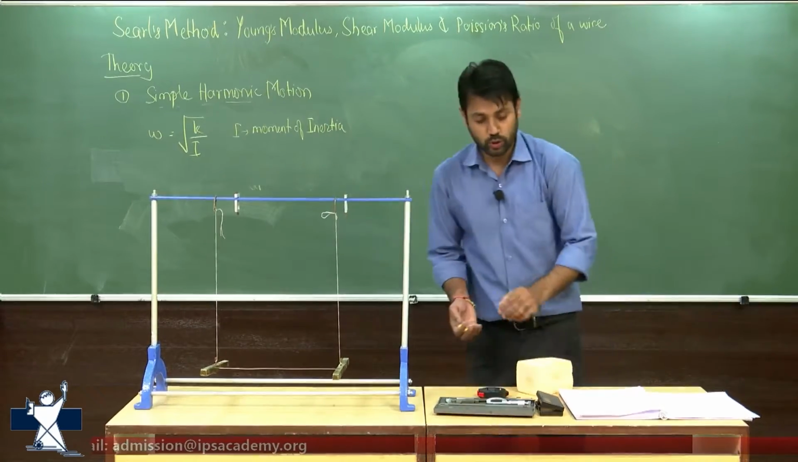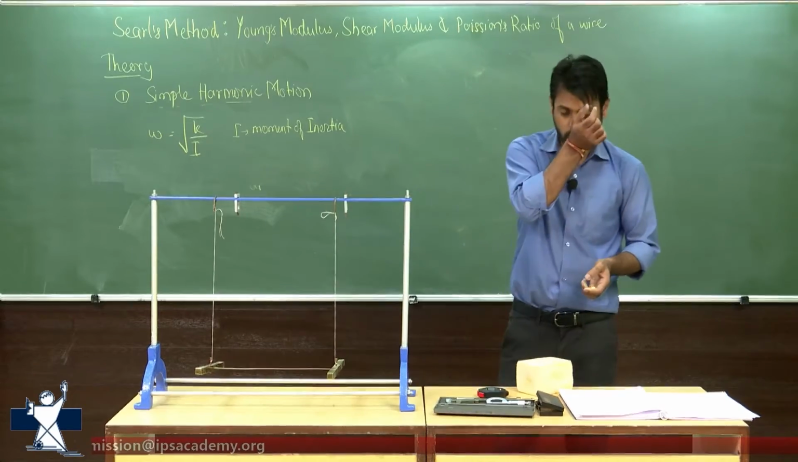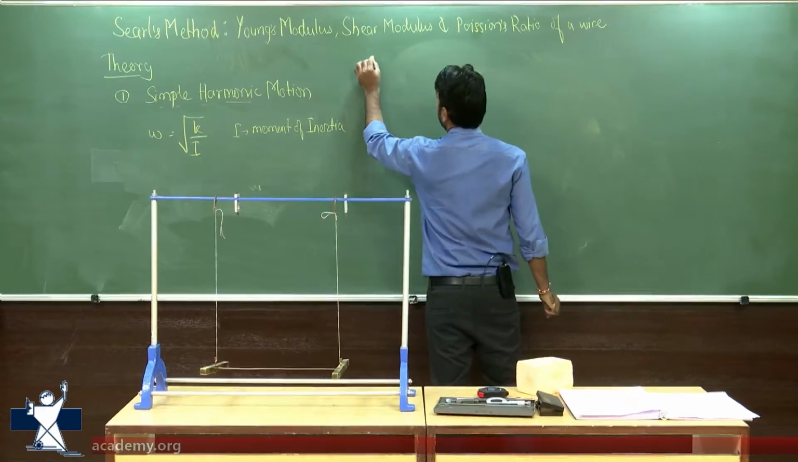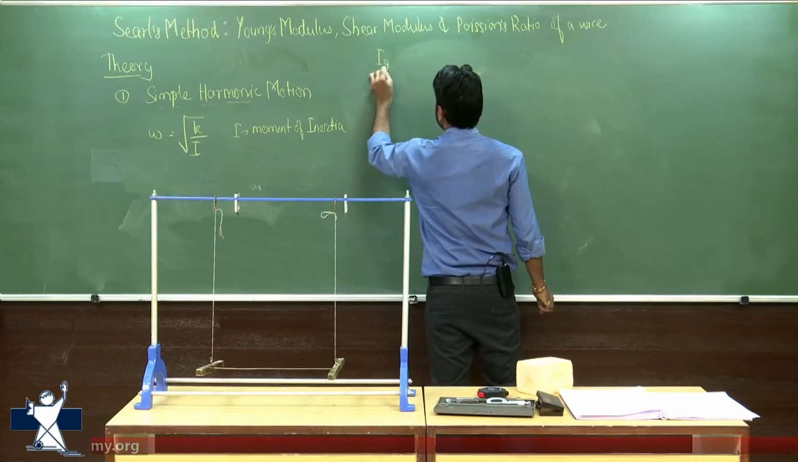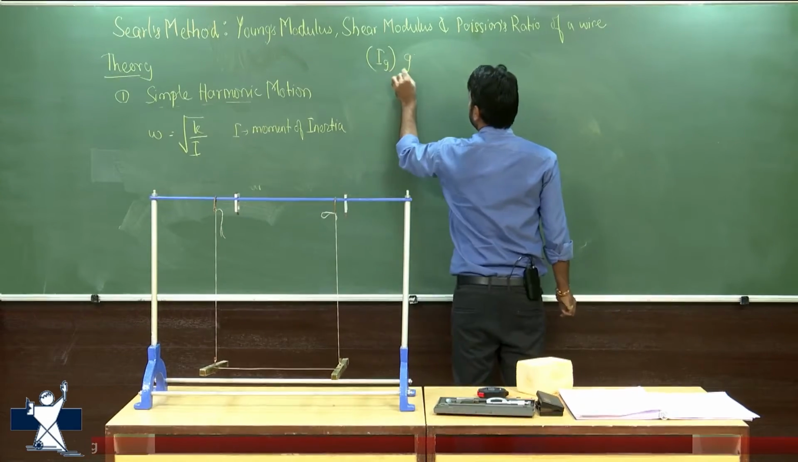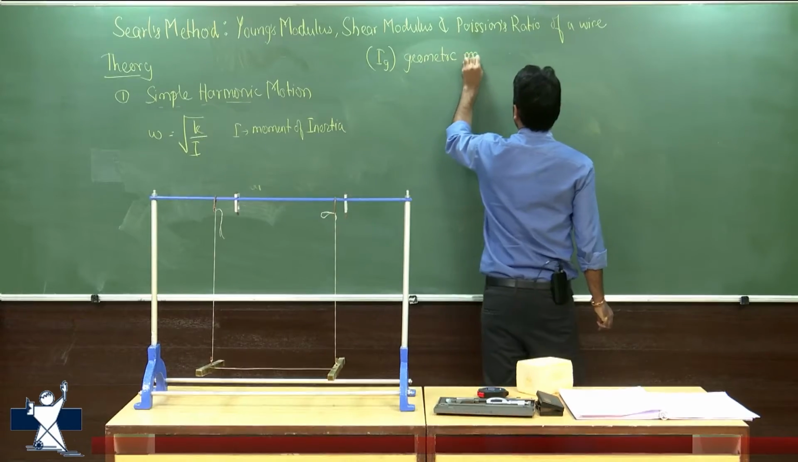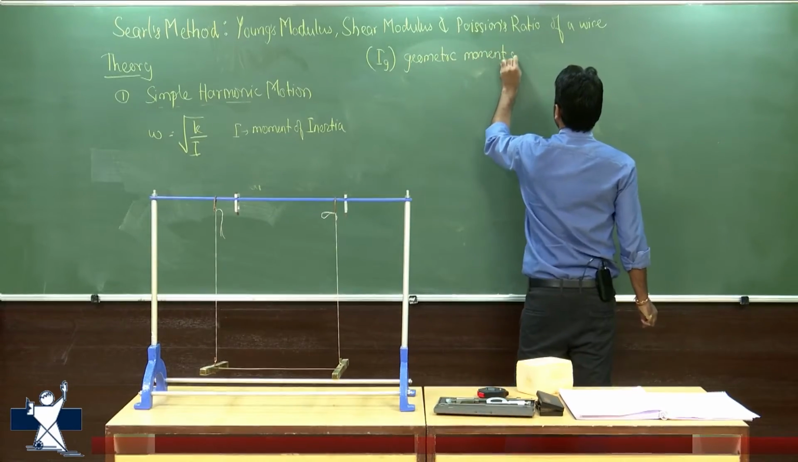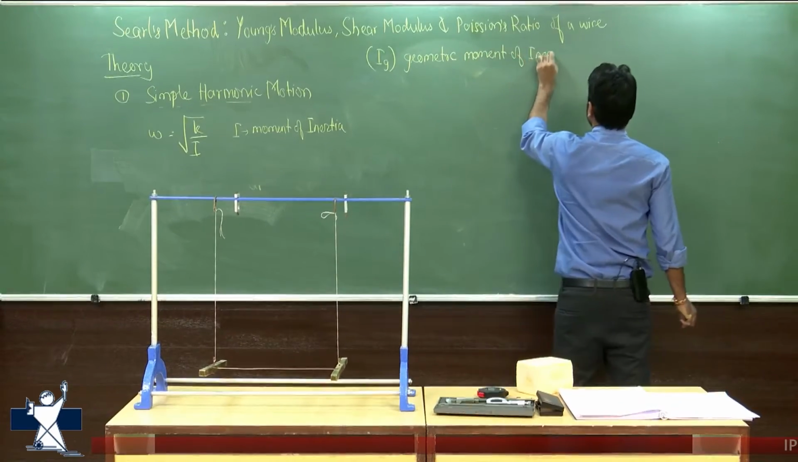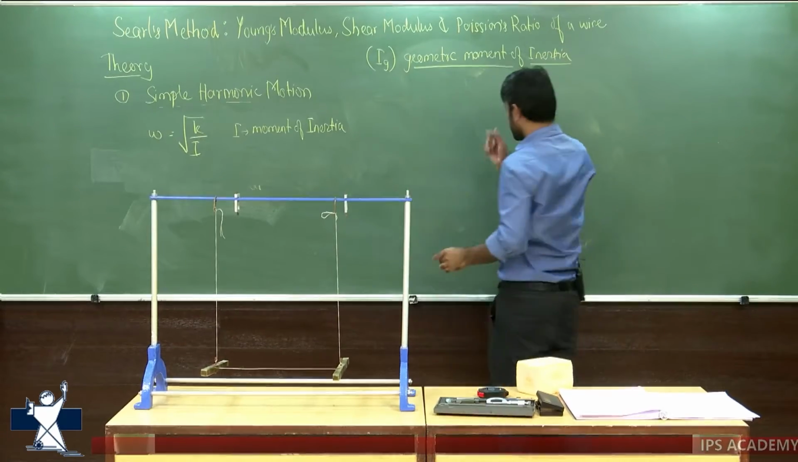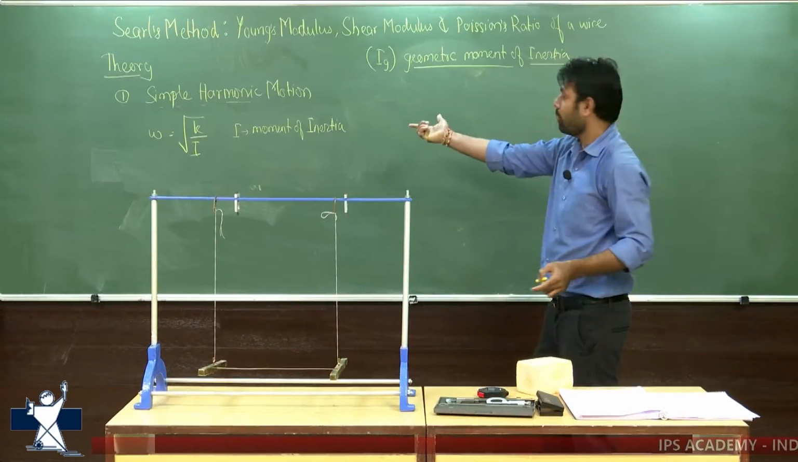Another thing we are going to use, which is the concept of rotation, is geometric moment of inertia. Okay. So another thing is Ig, which is geometric moment of inertia. So slight change from this moment of inertia.